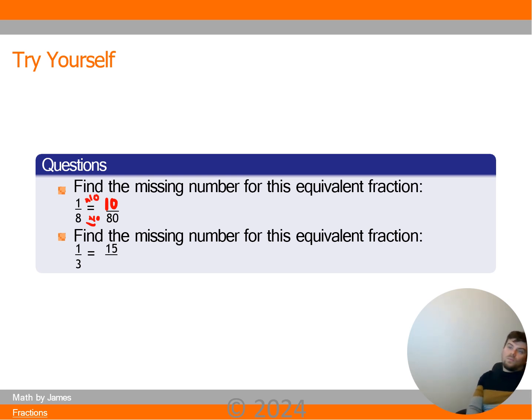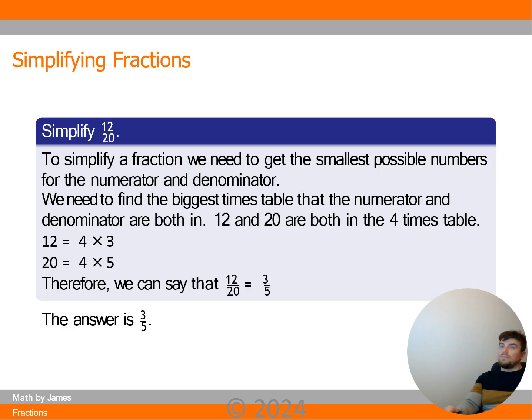In the next one, we know that 15 ones fit with 15, so we need to times by 15. So that's 45. And we could look at these in the diagrams as well. So these are equivalent fractions.